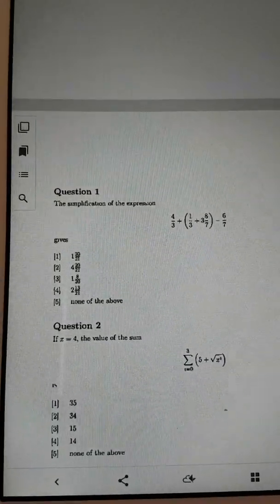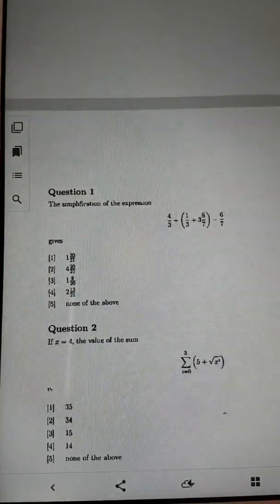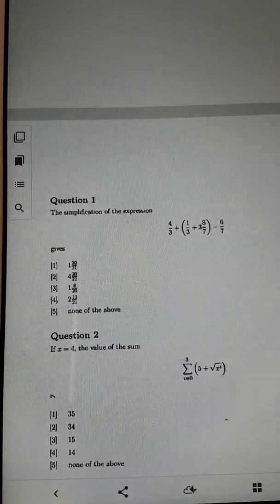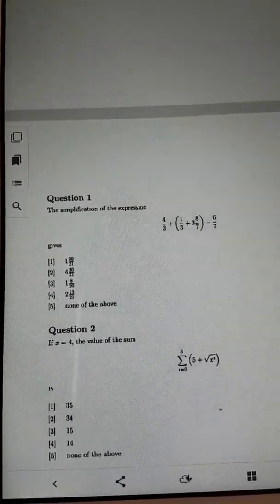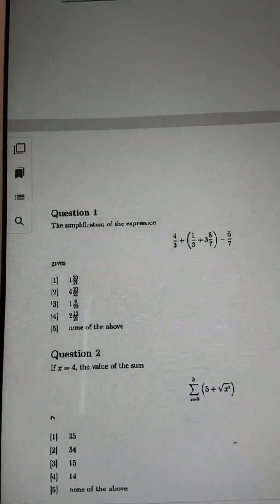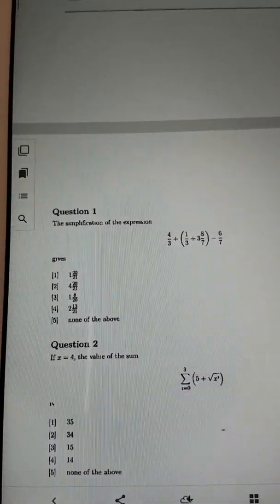Question number 2. If x is equal to 4, find the value of the sum, 3 summation of i equals 0, bracket 5 plus square root of x to the power of i. Okay guys, this is the question.